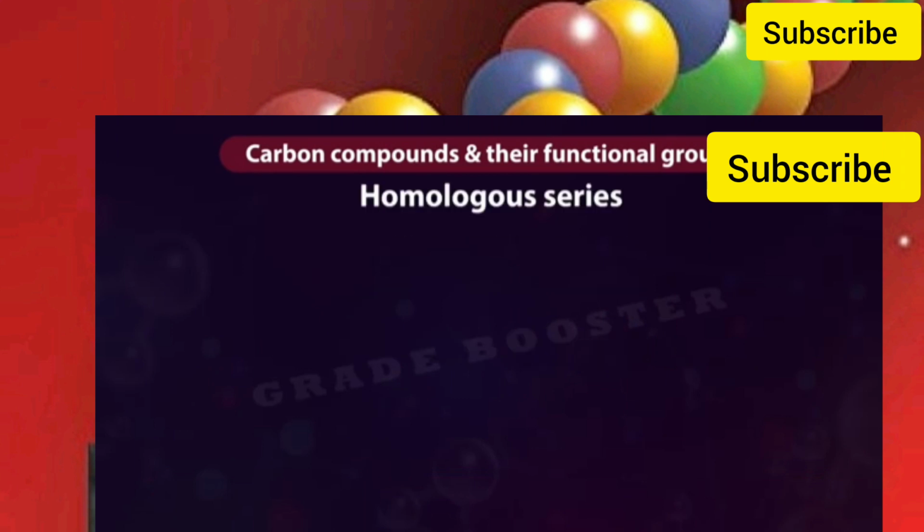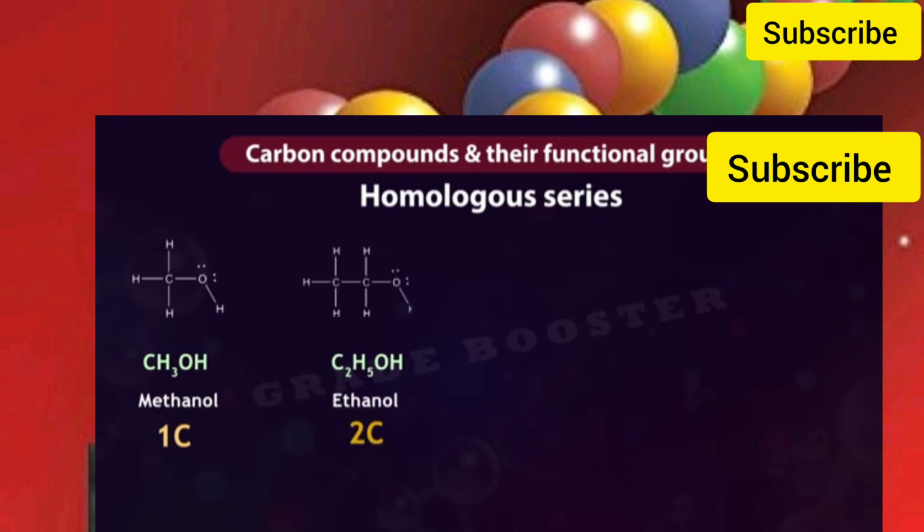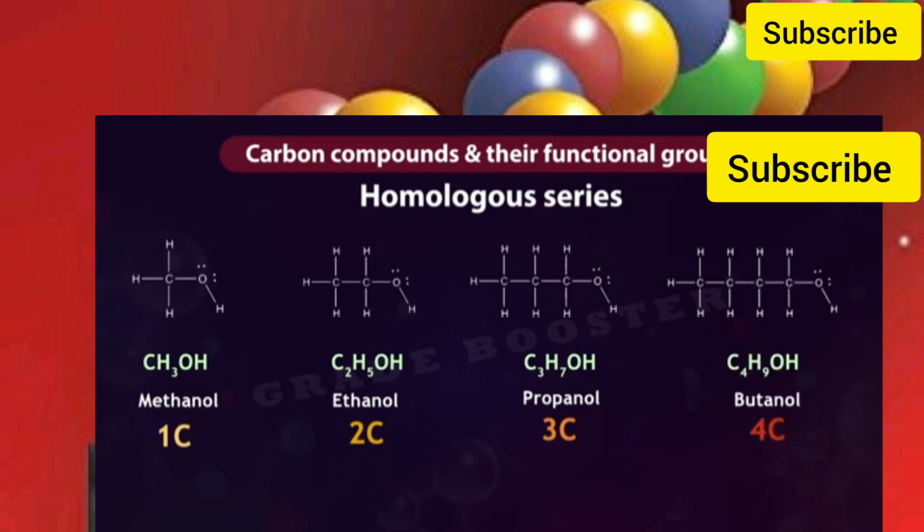Homologous series. CH3OH. This is methanol. It has one carbon in it. C2H5OH. This is ethanol. It has two carbons in it. C3H7OH. It is propanol. It has three carbons in it. C4H9OH. This is butanol. It has four carbons.